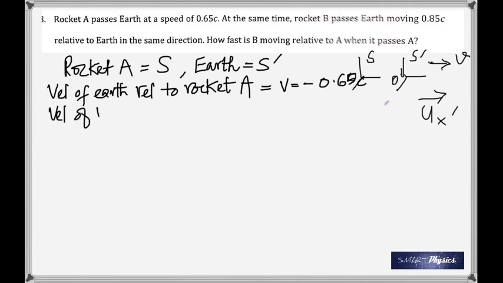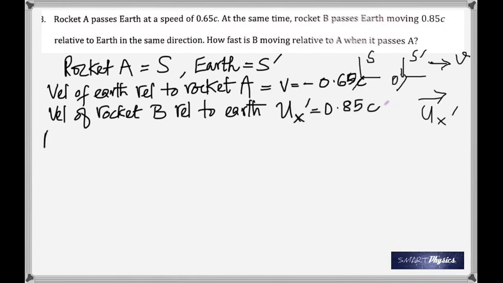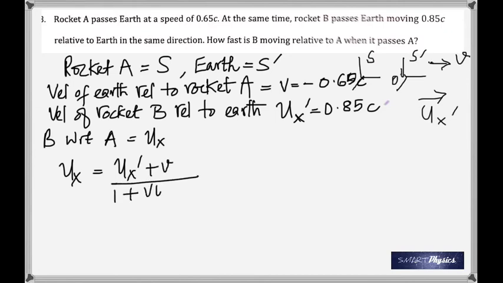So, now the velocity of rocket B relative to the Earth. Velocity of rocket B relative to the Earth, how much would that be? That is what we call ux prime, and that is given as 0.85 c. So now it's clear. We have to find the velocity of rocket B with respect to A, which is ux, and the formula is ux equals ux prime plus v divided by 1 plus v ux prime by c squared.